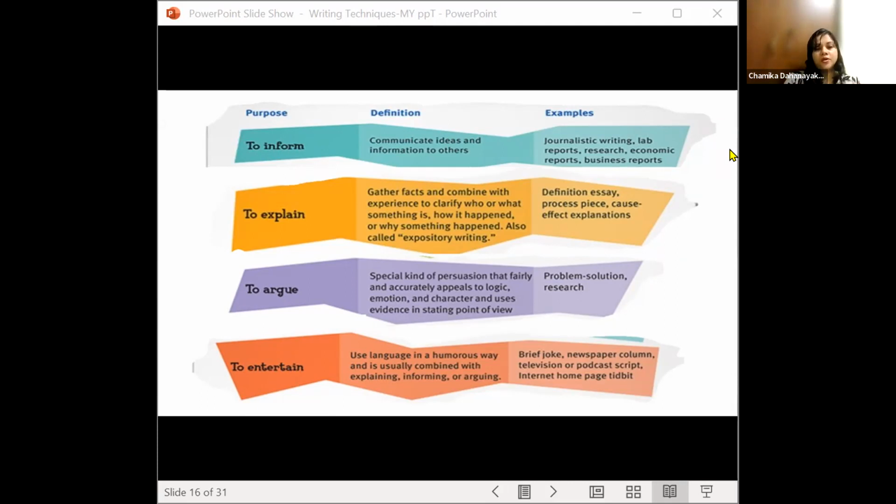Sometimes you write your documents to inform people. So we call them informative writing. Sometimes you write to explain certain things. So we call them expository writing. Sometimes you write to argue your opinion or your stand on a particular issue, right? We call that argumentative writing. And sometimes you simply write to entertain people. So you call that entertaining writing.